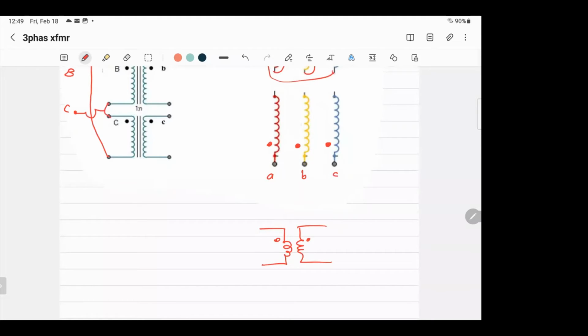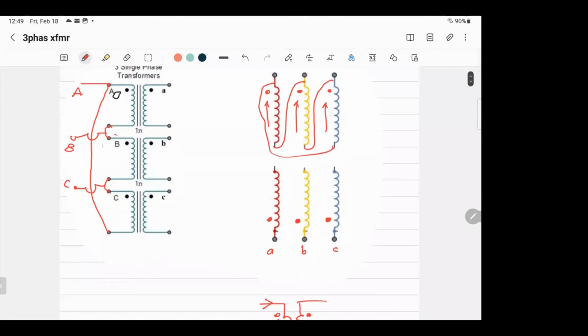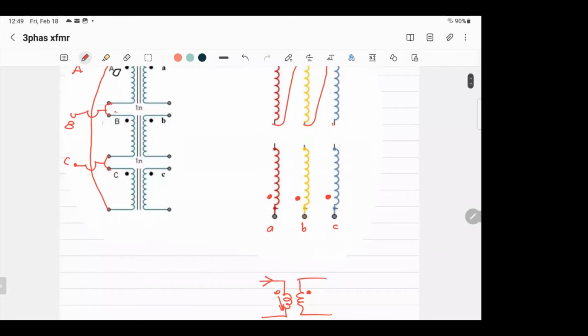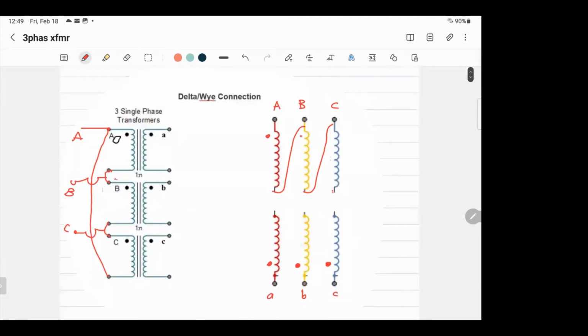And that's the primary. We assume the input is coming from there, so the current coming here should be in this direction. So that's not right. According to the single phase, it's in from here. That's a dot, and the current going in, so it will be like that. That's very important to our analysis.